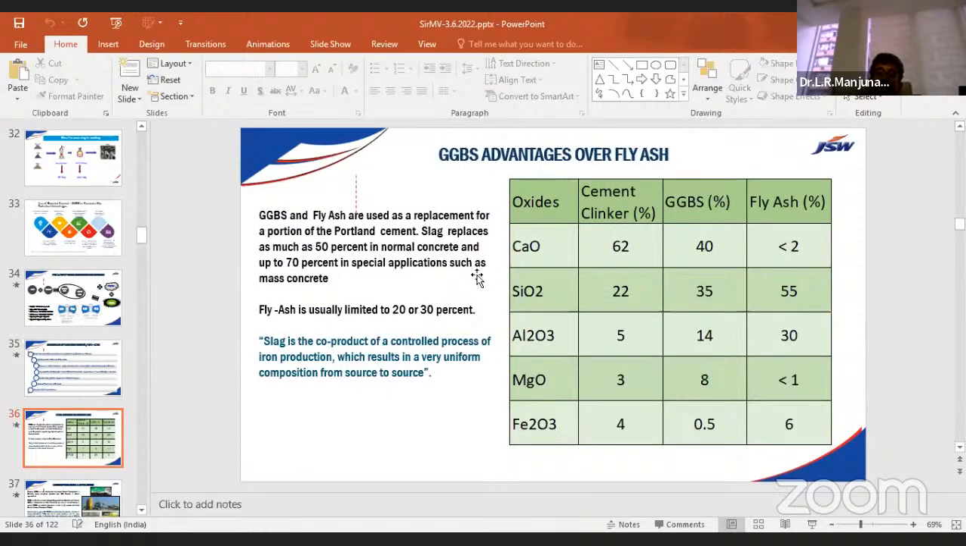So I was telling why the GGBS will be able to perform like cement is that this component, you look at the clinker component, calcium oxide 62%, whereas GGBS having 40%, fly ash less than 2%, silicon dioxide 22% in cement, 35% in GGBS, 55%, aluminum oxide 5% in cement, 14% in GGBS, magnesium 3%, GGBS 8%. So this combination of the oxides, the calcium oxide, silicon dioxide, and aluminum oxide, these three combinations will work, supplement the hydration process by cement and give additional results.